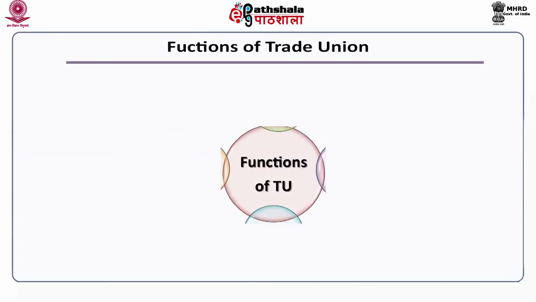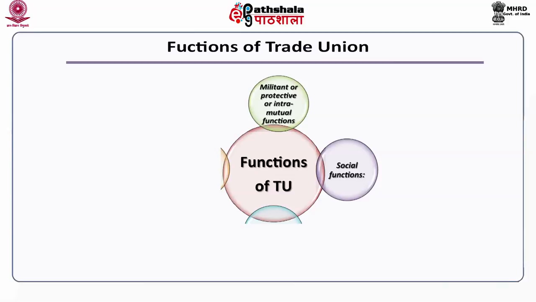Functions of a trade union. The functions of a trade union have been categorized into four heads. One is militant or protective or intramural functions. Then we have social functions. Another set of functions is political functions. And lastly, we have fraternal or extramural functions.